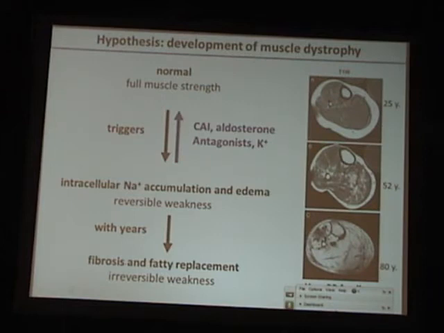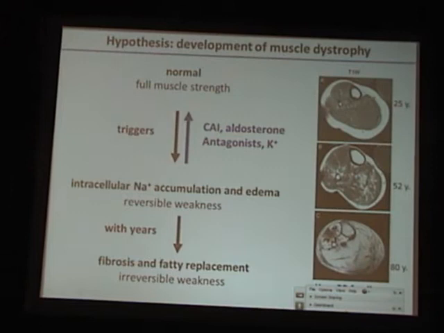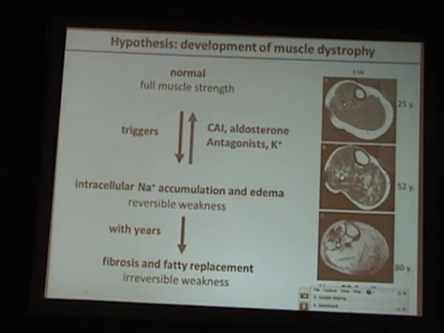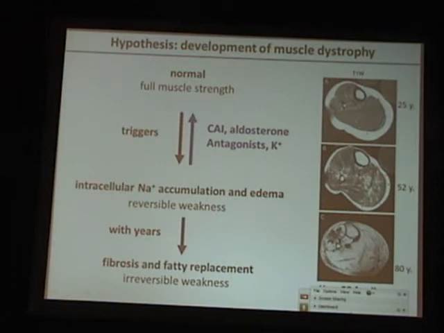These are now MRIs. You have seen that before. Yesterday, the normal muscle has a full muscle strength. And if you have a lot of attacks, you have an increased amount of sodium inside the cell, intracellular sodium accumulation and edema. This will cause, independent of the attack, additional but reversible weakness, because the sodium-potassium pump is working to get the sodium out of the muscle.